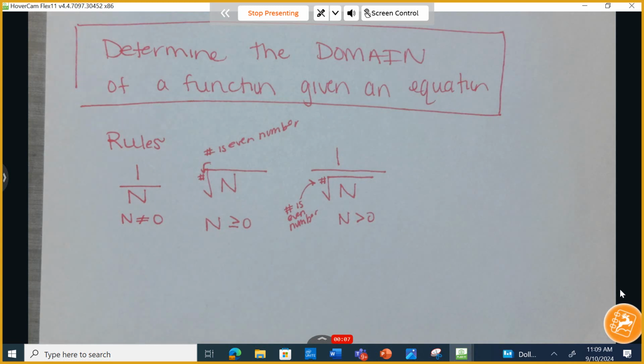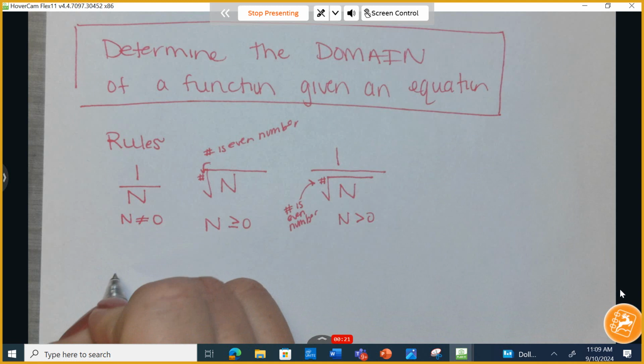Today we're going to determine the domain of a function, given an equation. So we're not going to be looking at a graph. We will refer to a number line in order to correctly and accurately describe the domain of each unique function. Let's start with a very basic one.